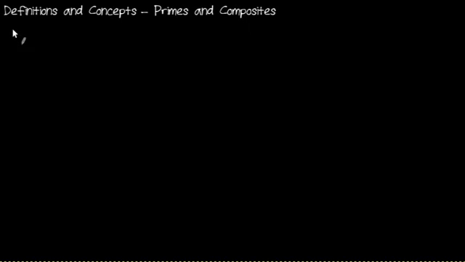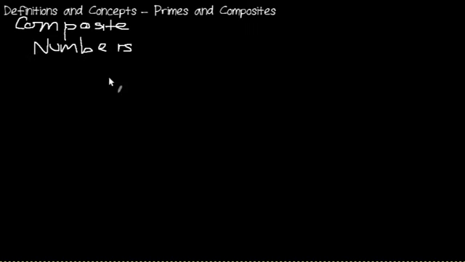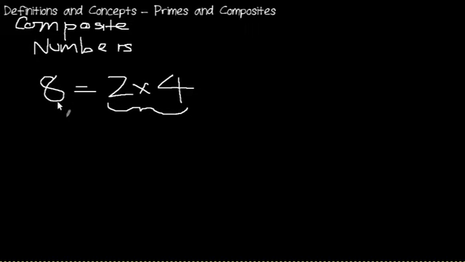Primes and composites. First, let's look at composites, or composite numbers. When we spoke about even numbers, we said that even numbers were the same thing as doubles, or 2 times another number. And we said that when you multiply two numbers together to get a third number, the result is known as a multiple.